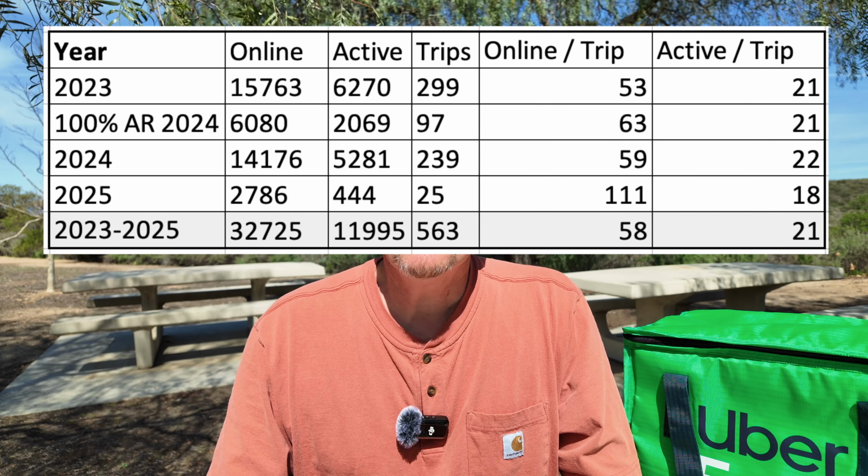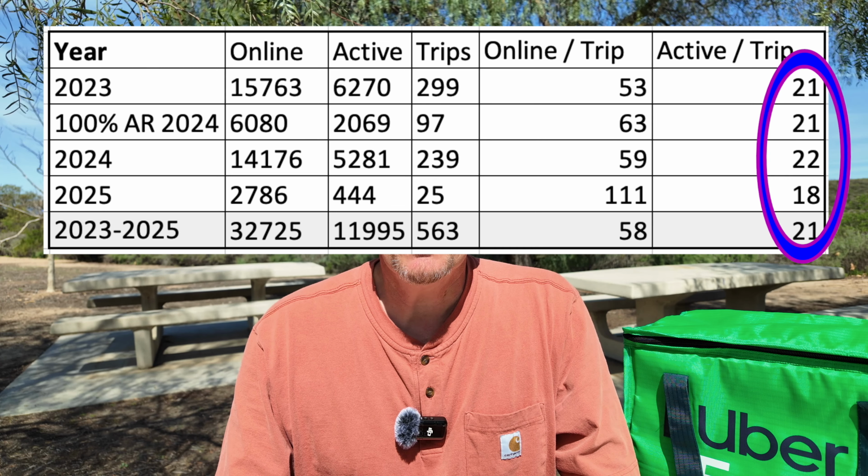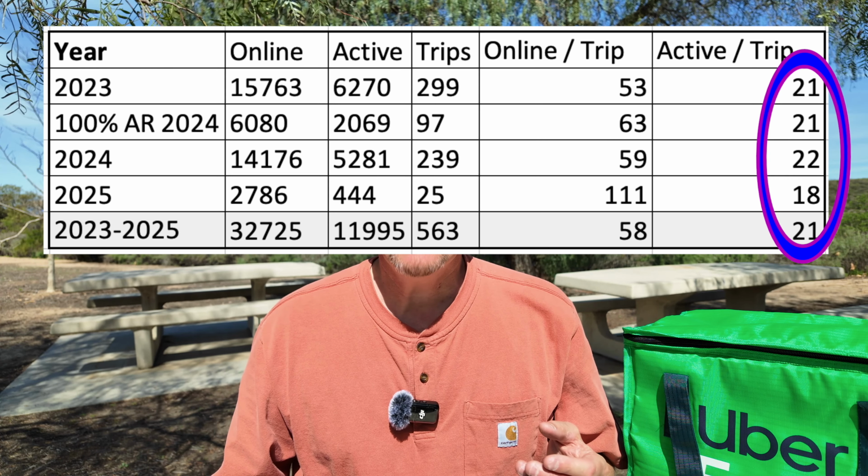The other difference here, look at the active time. On average, it takes me 21 minutes to do an order. So that tells me within an hour, if I'm getting back-to-back orders that are good, I can do 3 per hour. And that's 2 years worth of data.